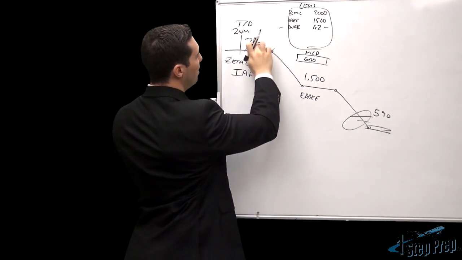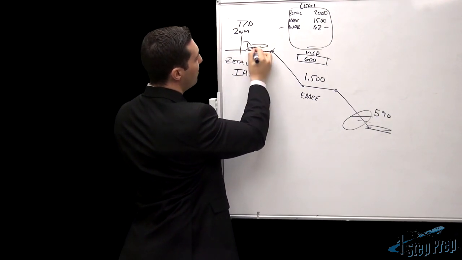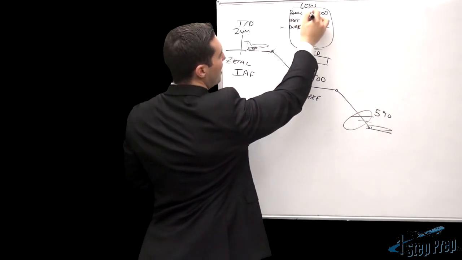Now, the way VNAV is going to play out is once the aircraft, okay, let's kind of clean this up so we can make it real simplistic for you to see this. The aircraft will arrive here at ZTAL, and upon doing so, the legs page will sequence and it will look to the next point.